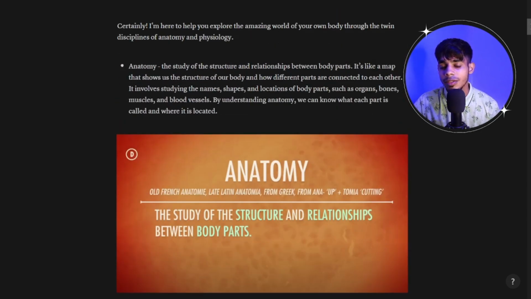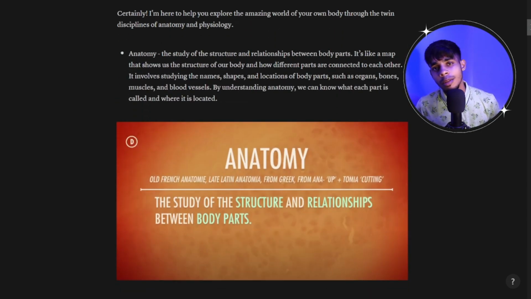Now, why am I here? I am here to help you explore the amazing world of your own body through the twin discipline of anatomy and physiology. What is anatomy? First, look at the picture that is there. The study of the structure and relationships between the body parts is anatomy.